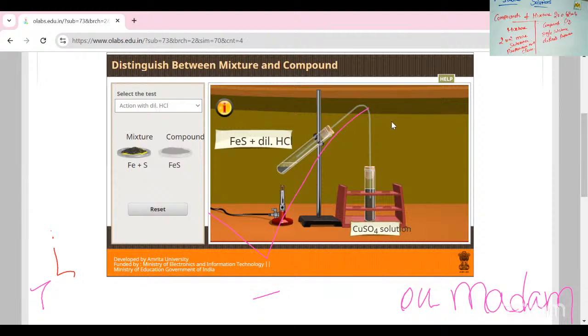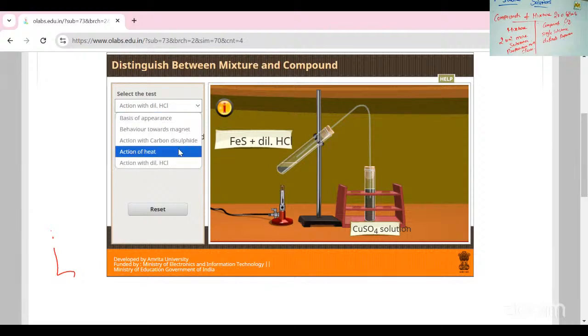There is no change when I take one matchstick after the confirmation test. When we bring the matchstick near that test tube, immediately the flame goes off. That is the result of this test. So when we confirm from these properties, what are they? Basis of appearance, behavior towards the magnet, action with carbon disulfide, and action of heat. With the help of these four tests, we can clearly understand what is a mixture, what is a compound, and what their properties are.